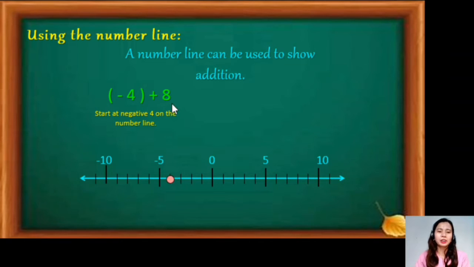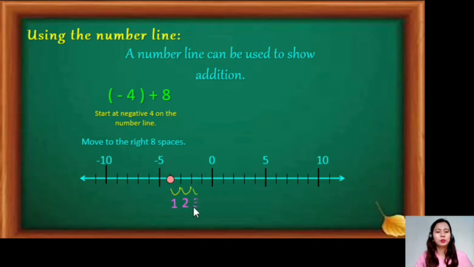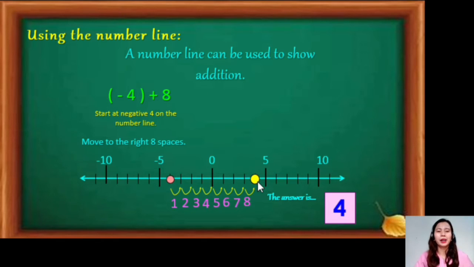Next, since that is positive 8, it means we're going to move to the right 8 spaces. Let's count. 1, 2, 3, 4, 5, 6, 7, 8. And it stops at what point? Okay, very good. At this point, our answer must be positive 4. So, negative 4 plus 8 is positive 4.